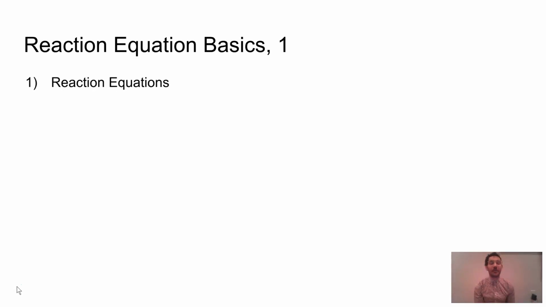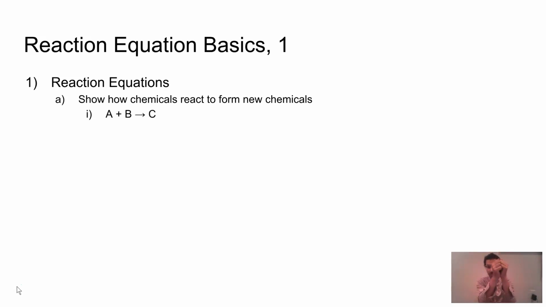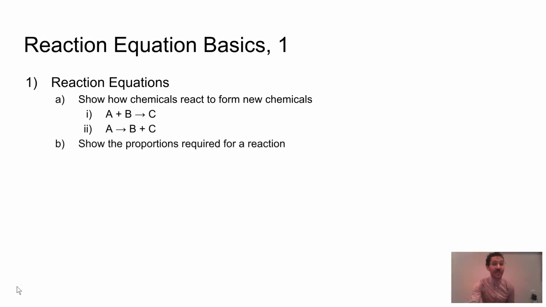When we talk about reaction equations, they're going to show how chemicals react together to form new chemicals. Usually they're going to look like something like A plus B come together to make C. Or we might see something where A falls apart into two different things, becoming B and C. One thing that's important about a chemical reaction is that they show the proportions required for that reaction.